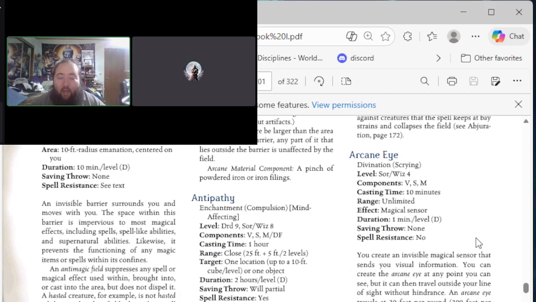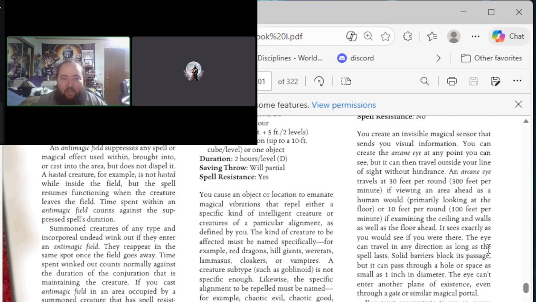The next spell I actually like is Arcane Eye. Divination, Scrying. Level 4 Sorcerer/Wizard spell. Components: verbal, somatic, material. Casting time: 10 minutes. Range: unlimited. Effect: magical sensor. Duration: 1 minute per level. Saving throw: none. Spell resistance: none.